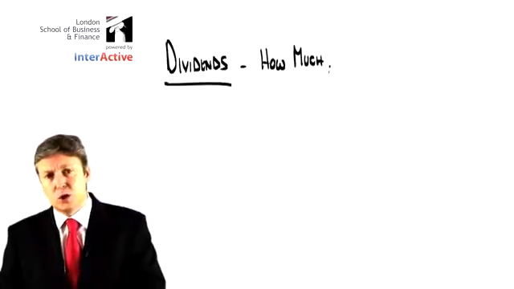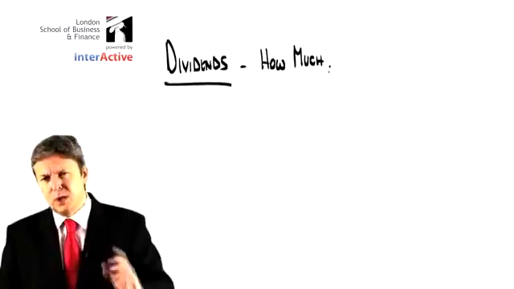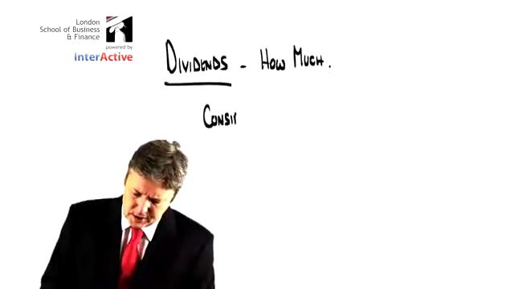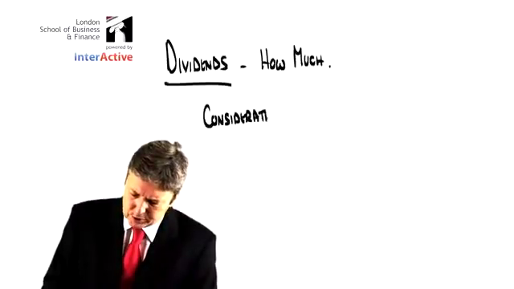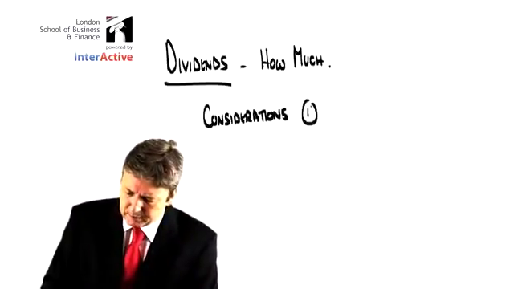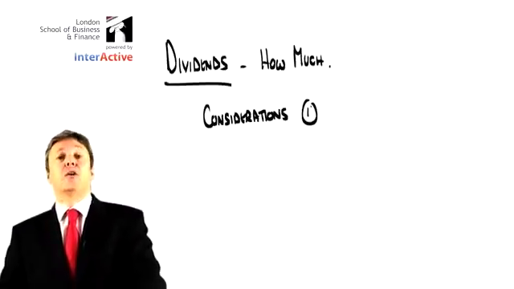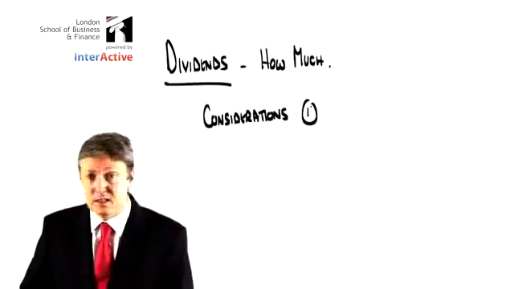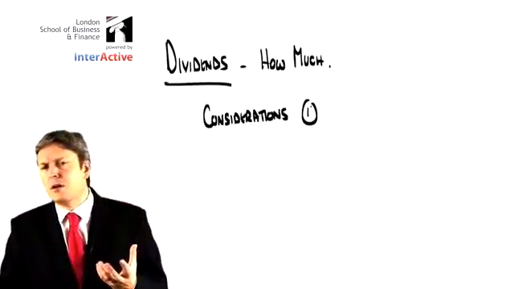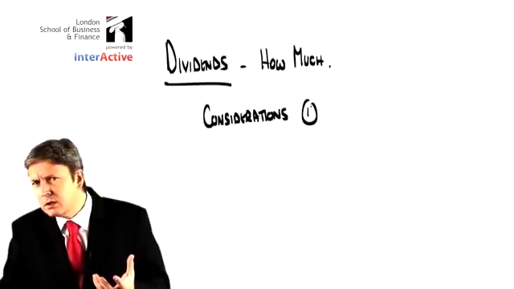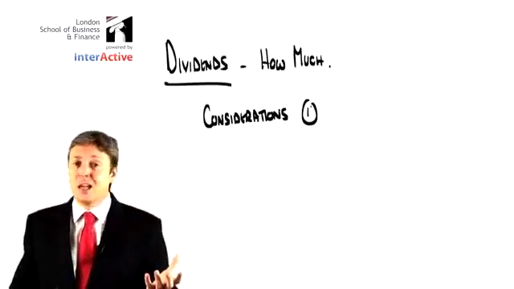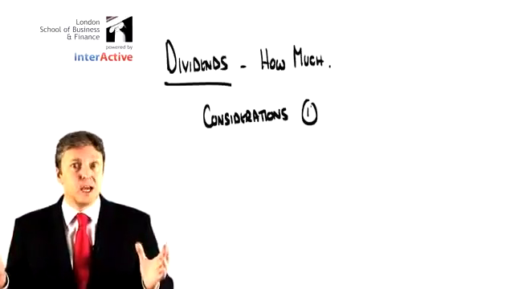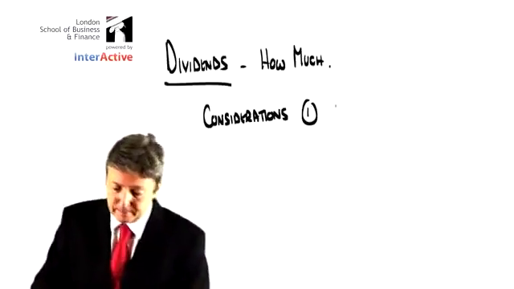Now, of course, we could talk about dividend policies. We'll briefly discuss that in a moment. But all I'd like to do is consider what the issues are when it comes to paying a dividend. Most of you know the financial accounting consideration, and that is simply the fact that dividends are an appropriation of profit. You can only pay a dividend out of distributable reserves, i.e. retained earnings that have been generated over time.